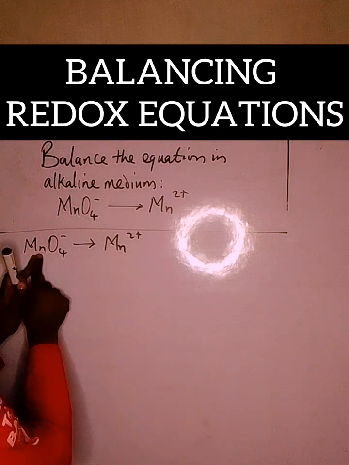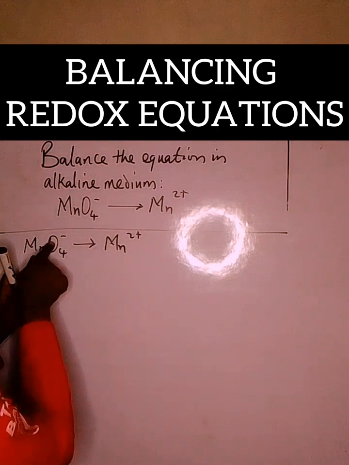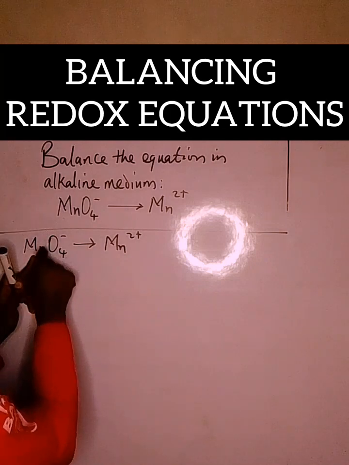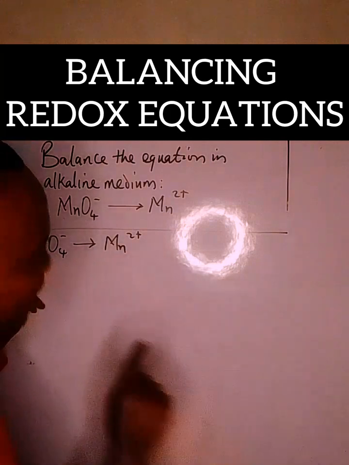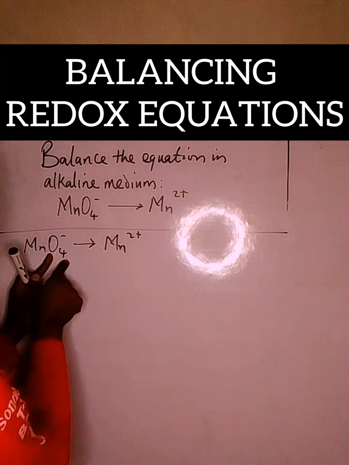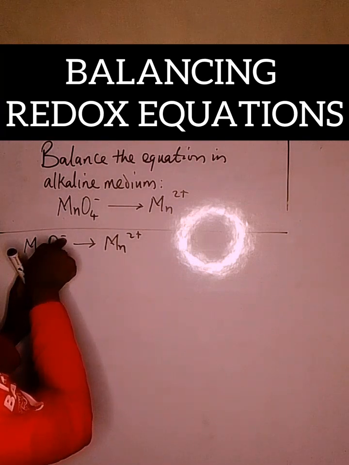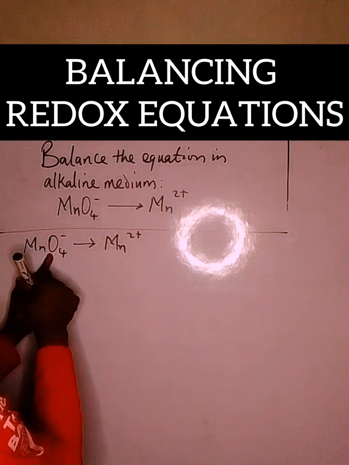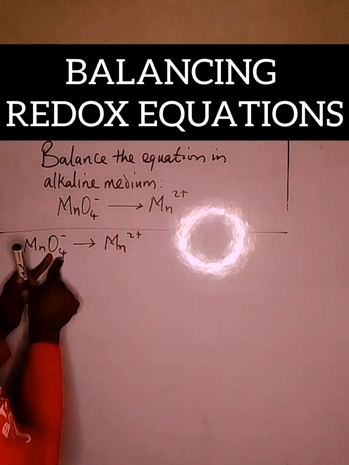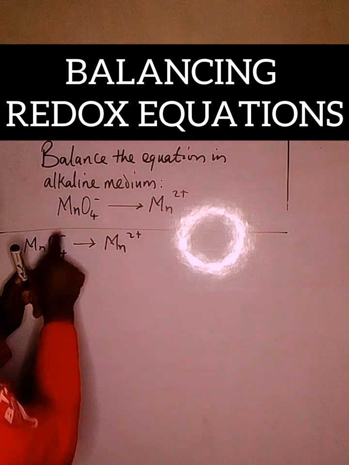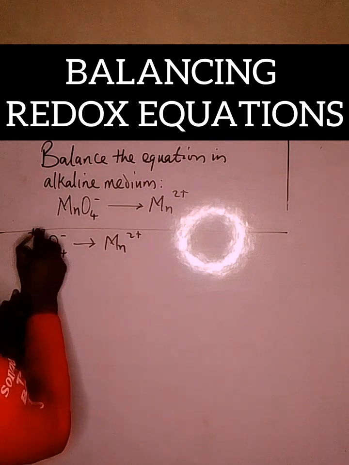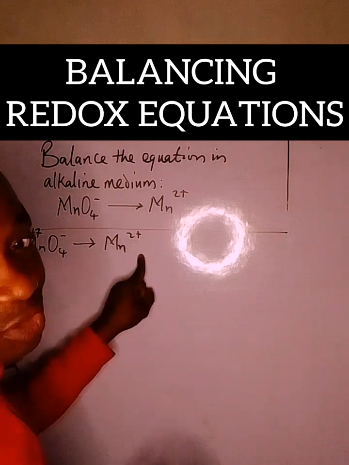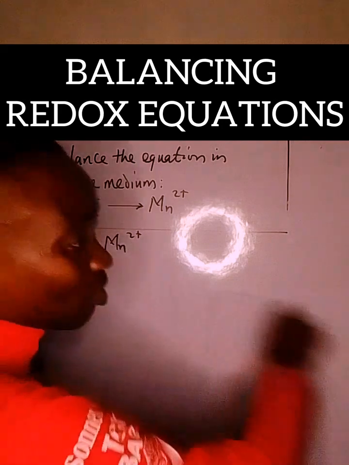Here, the oxidation number of manganese is calculated by noting that oxygen has oxidation number of -2. So you multiply that 2 by this 4, making it 8. This charge is -1, so you subtract -1 from that 8. 4 times 2 is 8, minus 1, 7. So the oxidation number of manganese is +7 at the reactant side and +2 at the product side, meaning this is a reduction process.